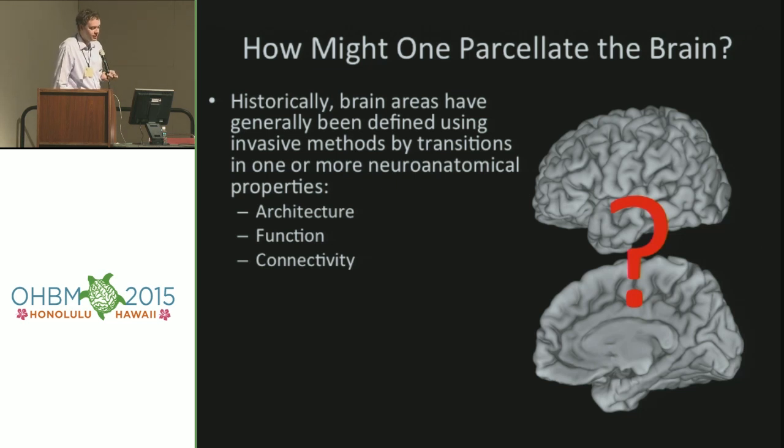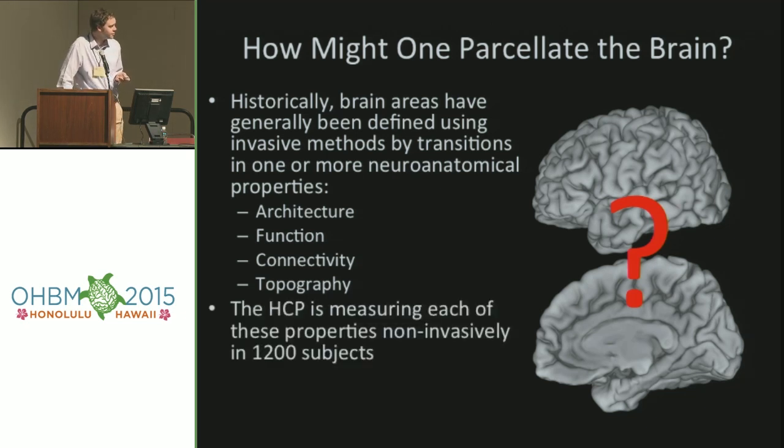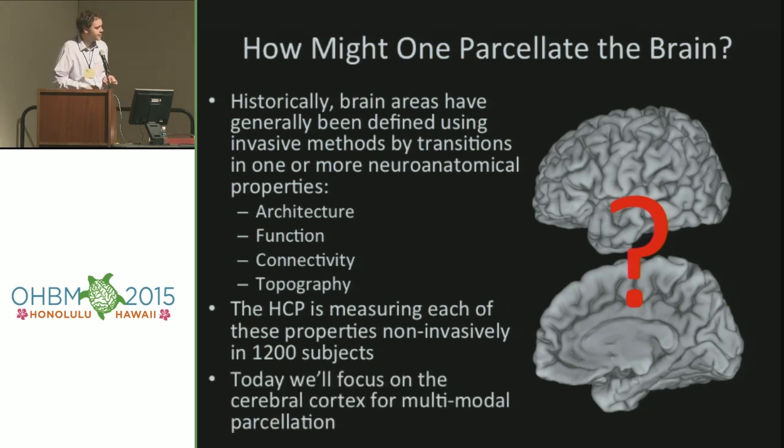Connectivity: you can make injections and see where the resulting tracers go and map out areal boundaries with connectivity. And also topographic maps, maps of, for example, the visual field space or the body surface or sound frequency space. These all fall into topography, and generally we think of cortical areas as each having a map, say each visual area having a map of the visual field. So the HCP is measuring each of these properties non-invasively in 1,200 subjects. And today I'm going to be focused on the cerebral cortex for multimodal parcellation.